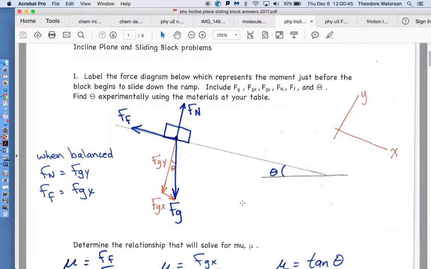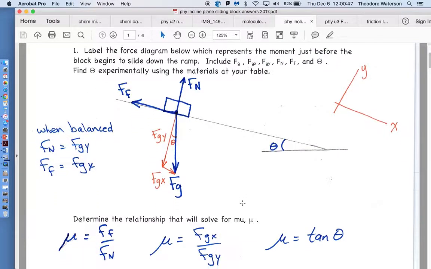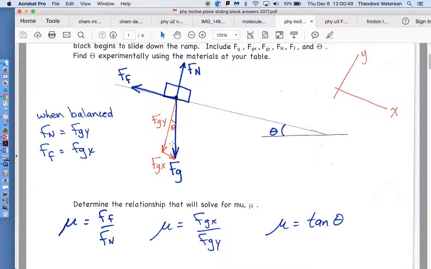Now, when you look at that, if FGY balances the normal force and FGX balances the frictional force, then the ratio of frictional force to normal force matches the ratio of FGX to FGY. So in other words, mu, our coefficient of friction, is that.